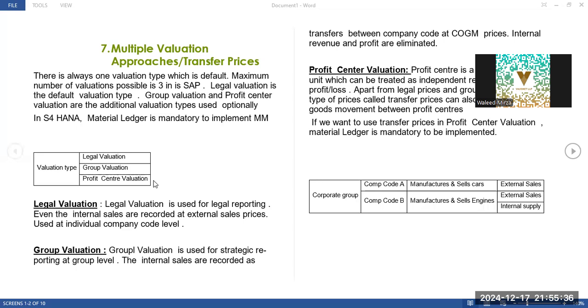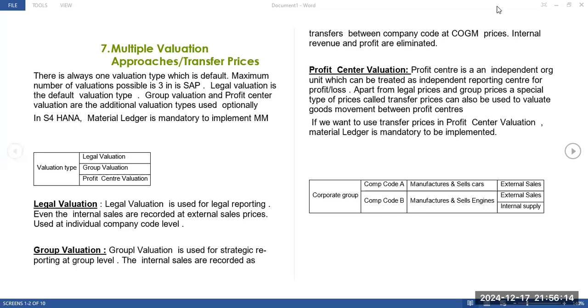Legal valuation is used for legal reporting. Even internal sales are recorded at internal sales prices. This is recorded at the company code level. Group valuation is used for strategic reporting at group level. The internal sales are recorded as transfers between company codes at cost of goods manufactured prices. Internal revenue and profits are eliminated. So that's business consolidation.